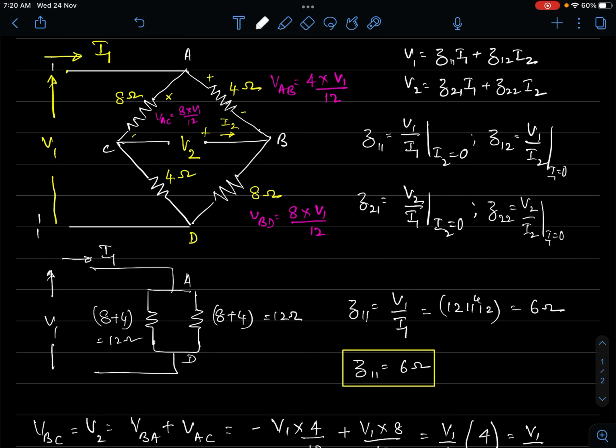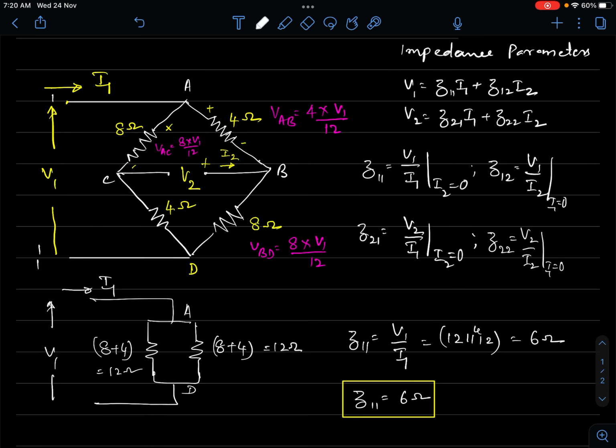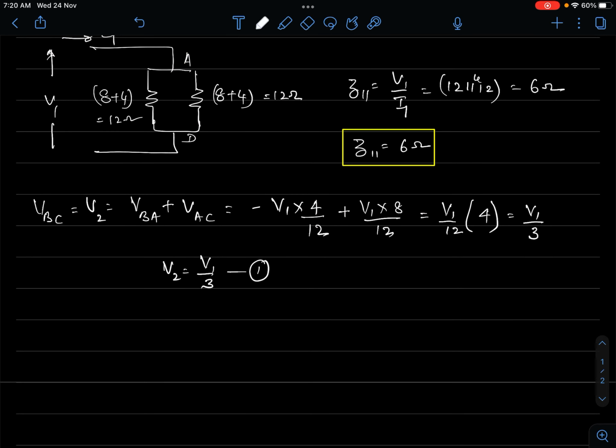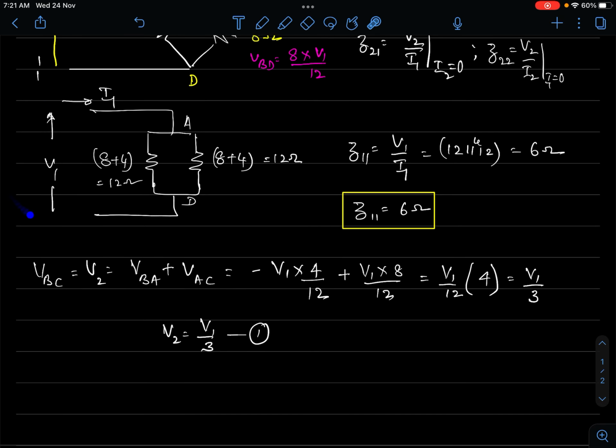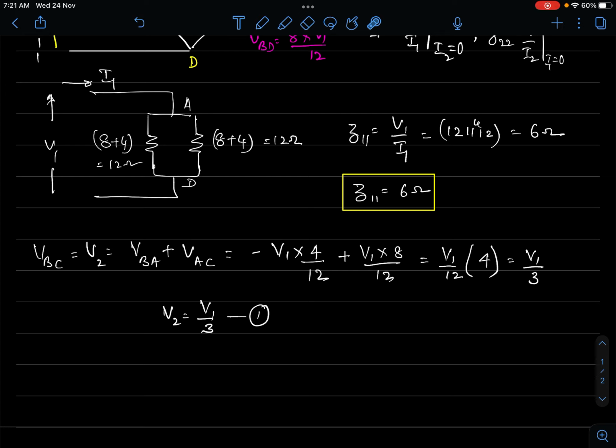Now what is I1? What is the magnitude of current I1? Why am I finding it out? Because I found out V2, I will find out I1, then correspondingly I will be able to find out Z12 or rather Z21, right? So what is I1 equal to? In the second network, I can find out what I1 is equal to from my figure 2. I'll call this figure 2.